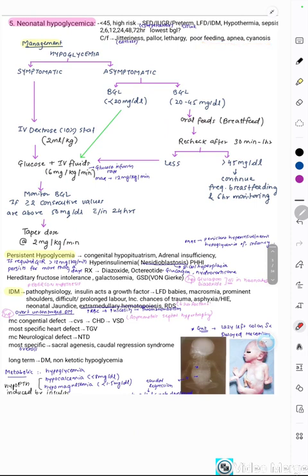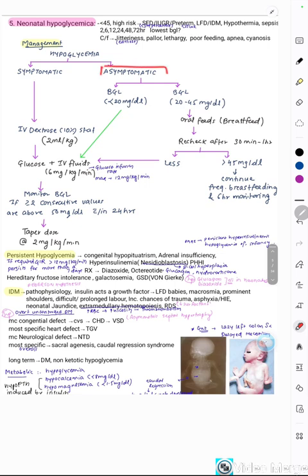The management of neonatal hypoglycemia: if the child is symptomatic, then IV dextrose 2 mL per kg is given stat. Then, if it is still not improving, a glucose infusion rate of 6 mg per kg per minute should be given. The maximum infusion that can be allowed is 12 mg per kg per minute. Monitor the blood glucose levels. If 2 or more consecutive values are more than 50, then taper the dose by 2 mg per kg per minute and discontinue it.